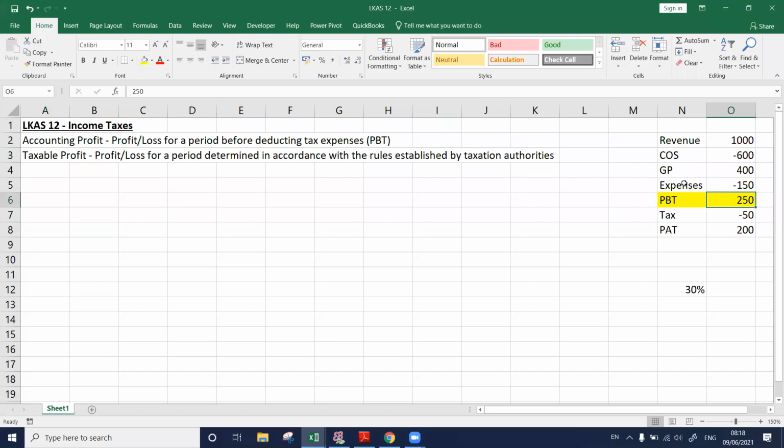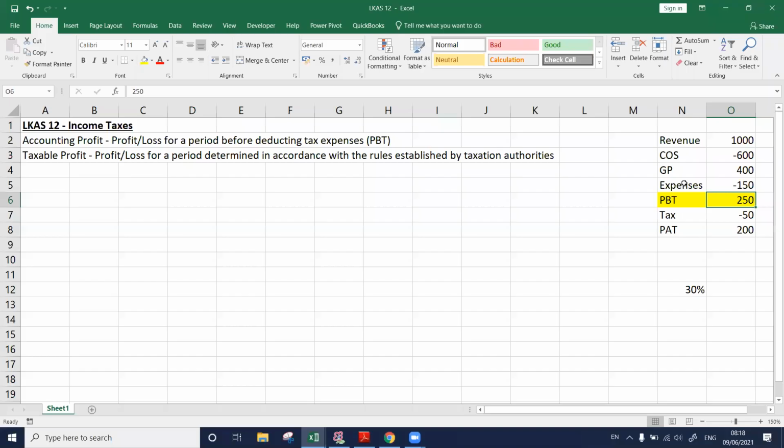When calculating the profit before tax, we deduct the entertainment expenses from an accounting perspective. But when it comes to tax, what happens? Entertainment expenses are not allowed. Then we are not allowed to deduct. We can't deduct entertainment expenses when we are calculating the taxable profit. In that way, there are differences.